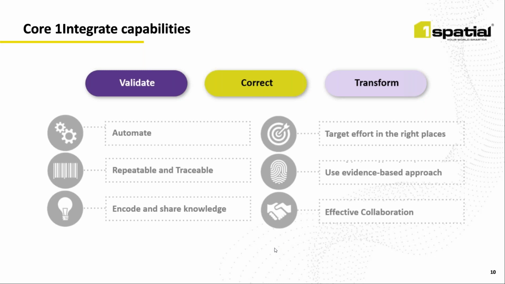We are encoding and sharing the knowledge around our data processes. So once we have our rules, they can be shared, they can be adapted for other projects. As I say, once we've encoded them into the system, we can store those as our own catalogs of our rules. We ensure that really you're targeting effort in the right places, and we take an evidence-based approach to that.